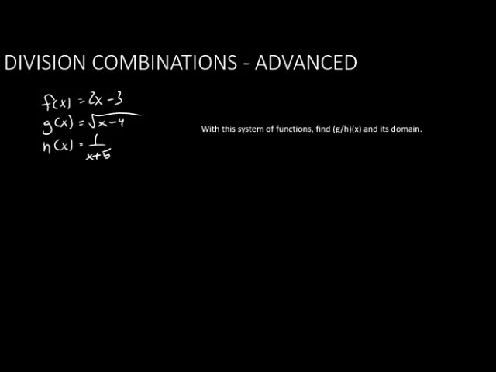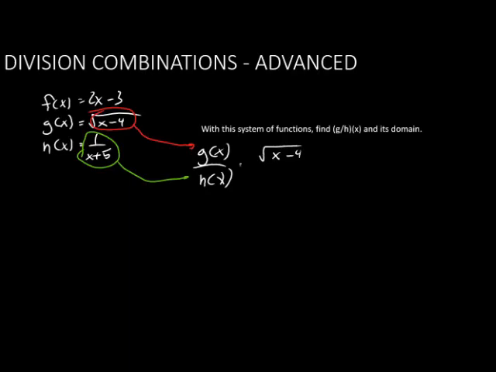Here we'll do a more advanced variation on division combinations. We are asked to find g over h of x and its domain. We'll start with g(x) over h(x). We'll note that g is the square root of x minus 4, and h is 1 over x plus 5. We'll place that into the fractions. Therefore, g(x) becomes the square root of x minus 4, and h(x) becomes 1 over x plus 5.